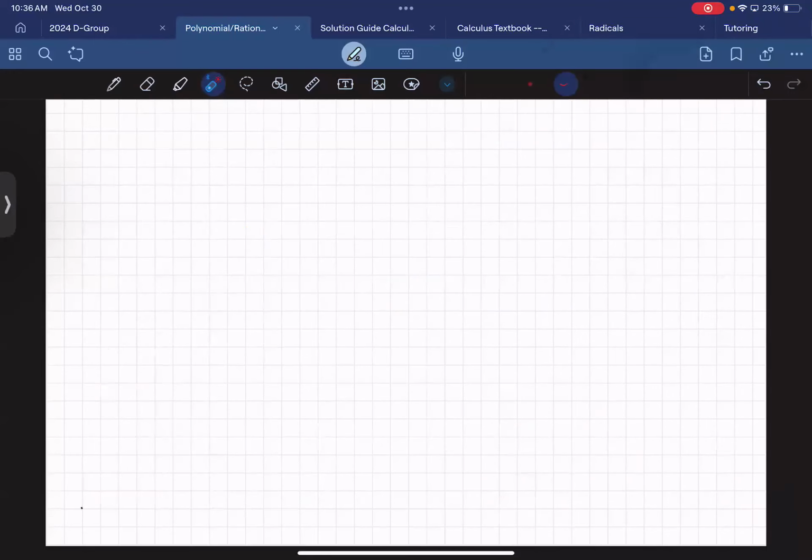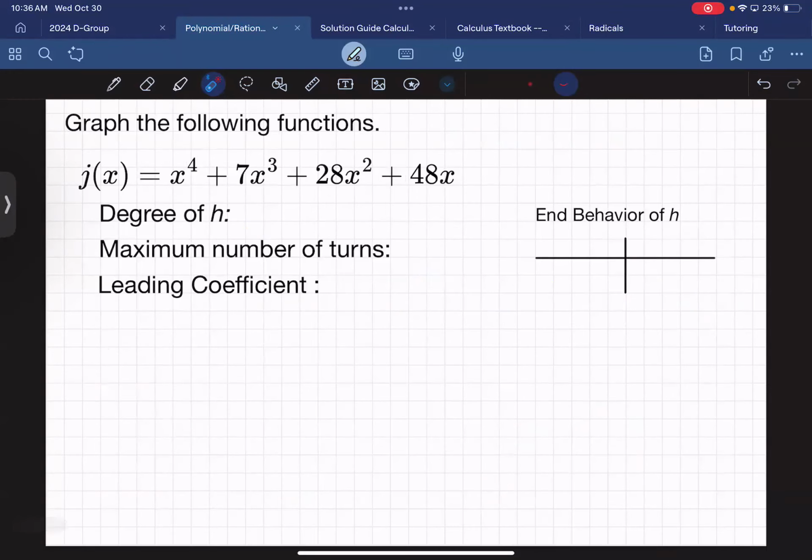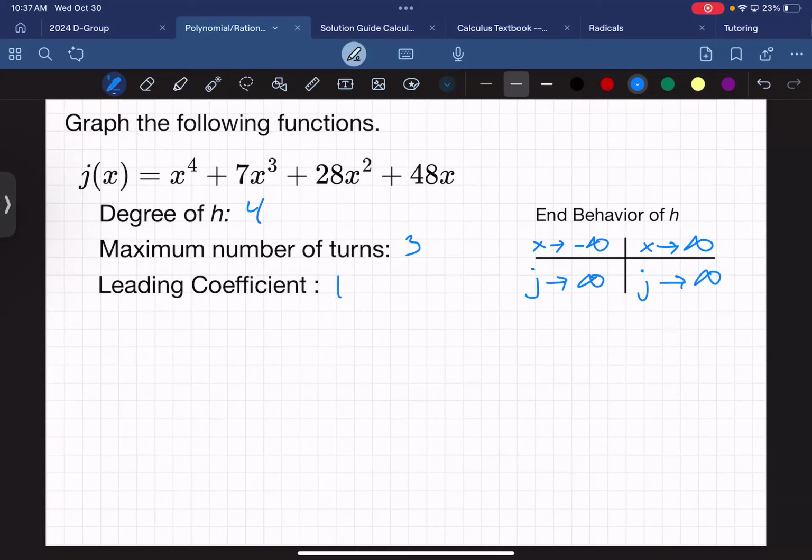All right, so the next one then looked like this. Hopefully what you're seeing here, though, it's x to the 4th again, so I'm copying down everything we just saw. The big difference here is no reflection, right? My leading coefficient is +1, so make sure you see that as we go through that. Instead of falling on both sides, we'll rise, okay?